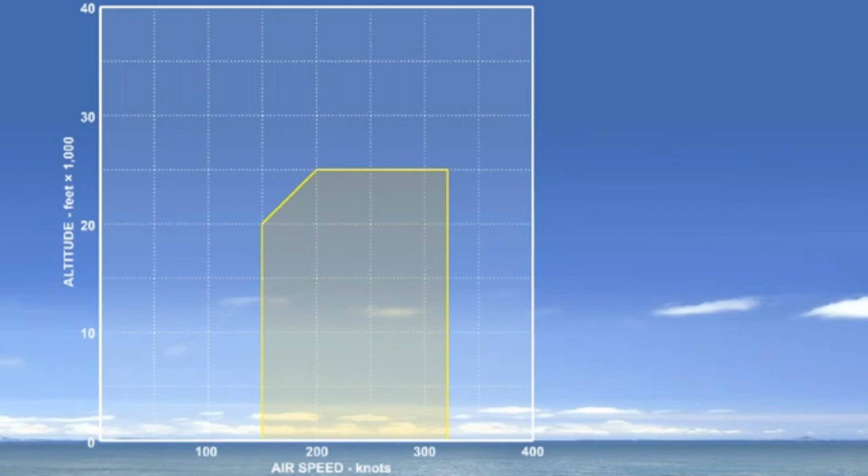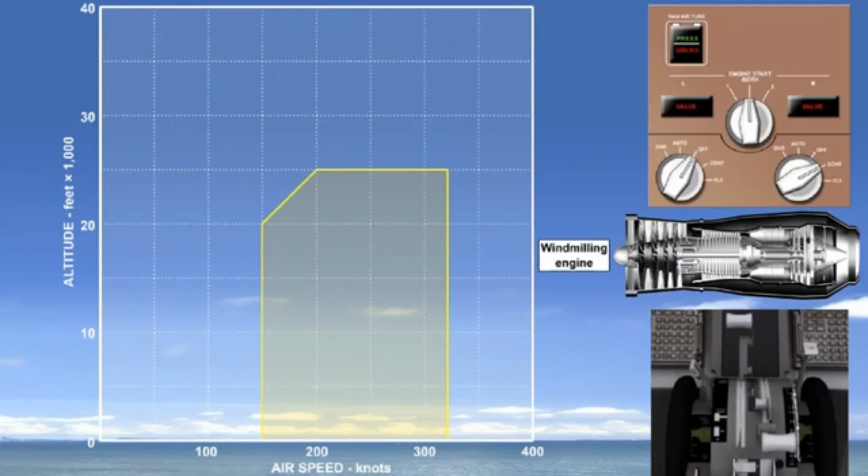This graph illustrates a relight envelope for an imaginary engine, showing the flight conditions under which it would be guaranteed to relight if it was fully serviceable. The airflow through the engine will cause it to rotate or windmill, so the compressor is supplying sufficient air to support combustion. All that is then required is the opening of the high-pressure fuel cock to deliver a fuel supply, and operation of the ignition system to add the final ingredient, a spark.